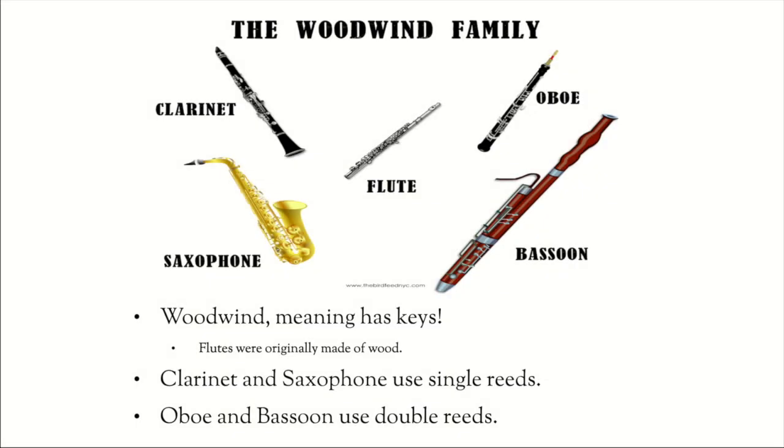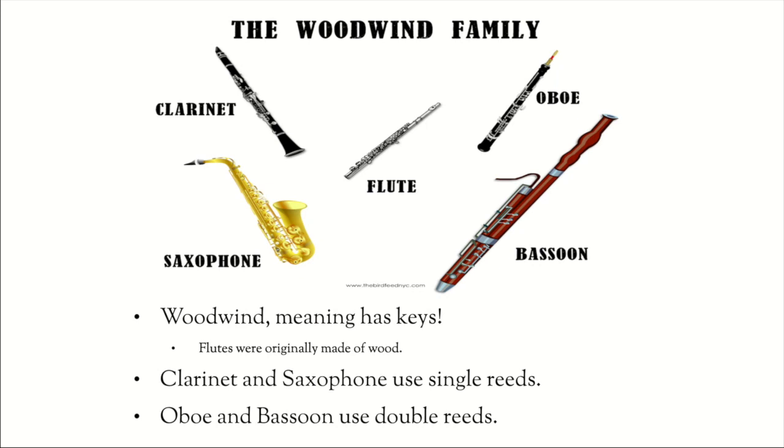That concludes the brass family, and now we're going to move on to the woodwind family. Now, the word wood is in the word woodwind, but that does not characterize how these instruments are classified into this family. They're woodwind instruments because these instruments have keys, as opposed to the brass instruments that we just saw. The brass instruments have valves, woodwinds have keys.